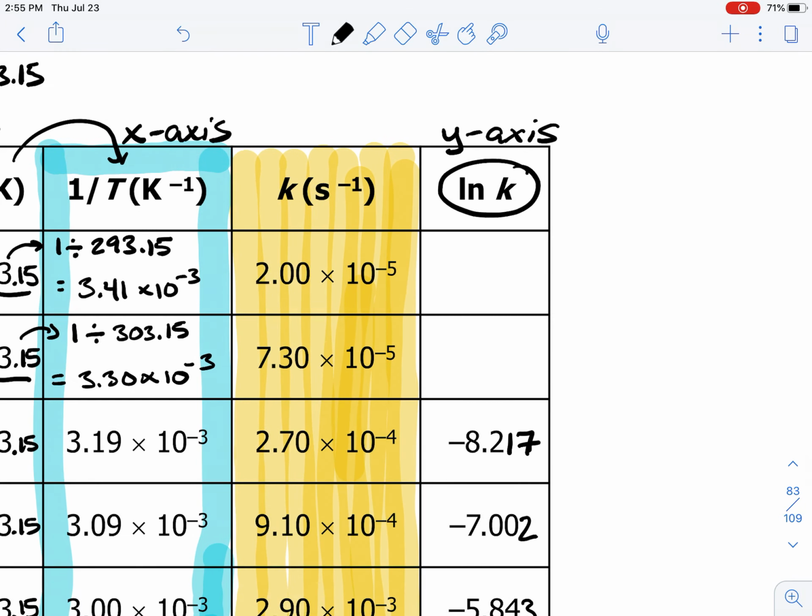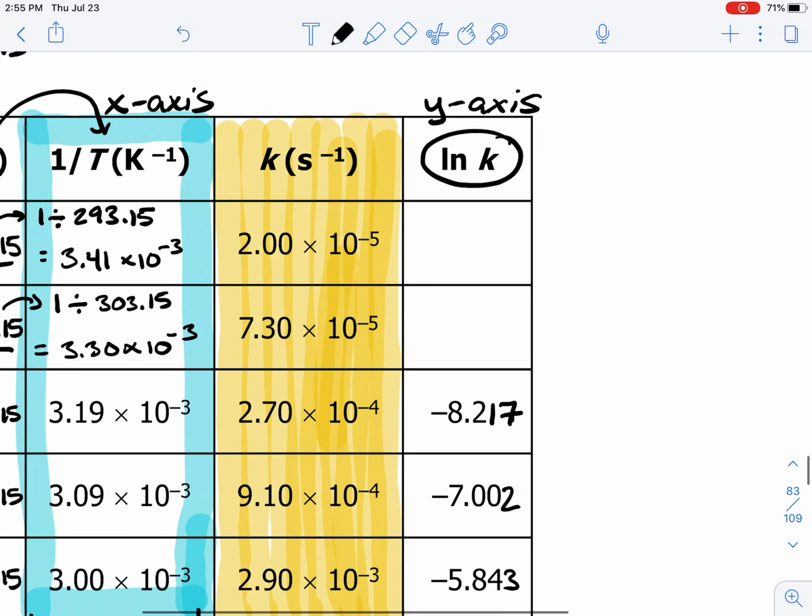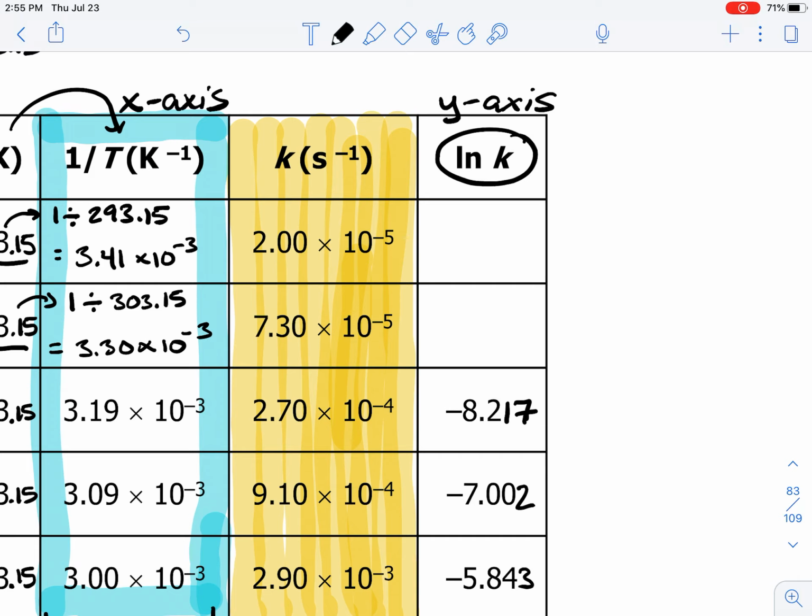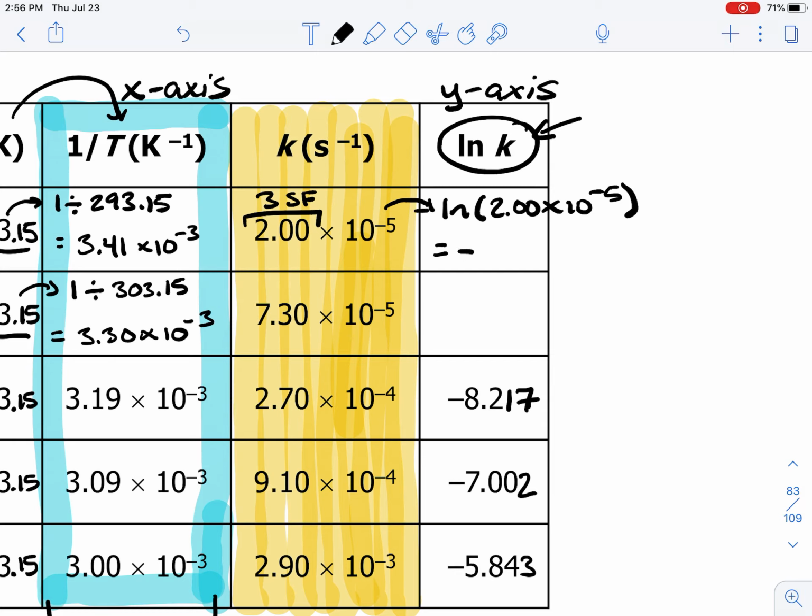And so for you guys to obtain the values for what you're going to use on the y-axis, you're simply going to use this expression as an equation, where you're going to take the natural log of 2.00 times 10 to the negative 5. And so since this contains 3 sig figs, that means that in your final answer, you should have 3 decimal places, or 3 places after the decimal. So this is going to be negative 10.819.